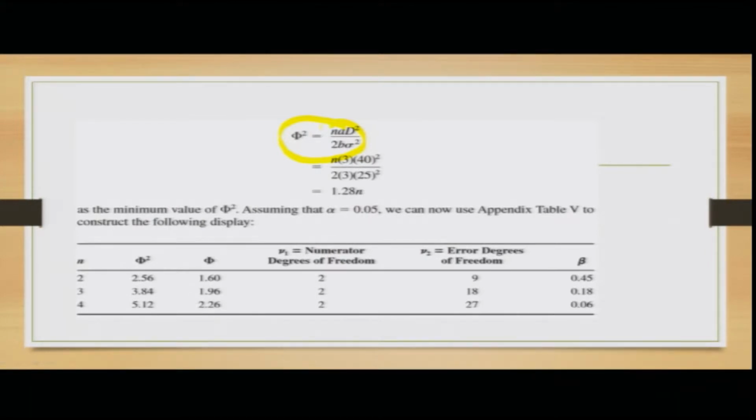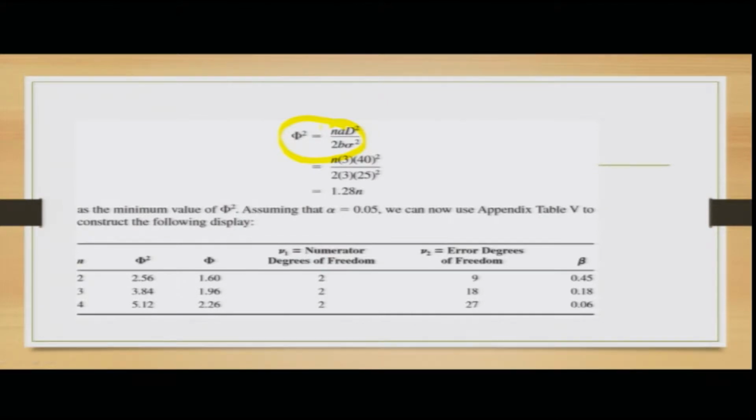In the case when you are trying to find capital phi square for the other factor, it will be n a d square divided by 2 b sigma square, where d was the difference as we just mentioned. When we put in the values for this example, it comes out to be 1.28 n. So, as the minimum value of capital phi square, assuming alpha equal to 0.05, we can now use the values in appendix table 5 to construct the following display.